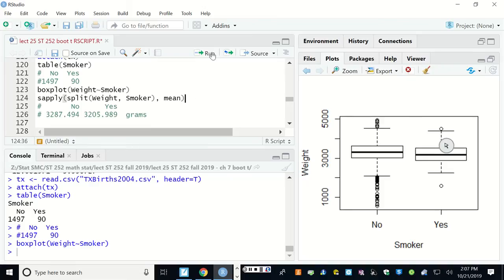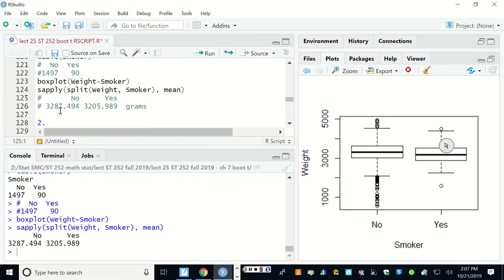The mean in the two groups is 3287 grams among the non-smokers, so that's the group that's higher, and 3205 among the smokers. So there's a difference of about 82 grams, 82.5 grams. Might not seem like much, but at what point does it start impacting a baby's health to be lower birth weight?